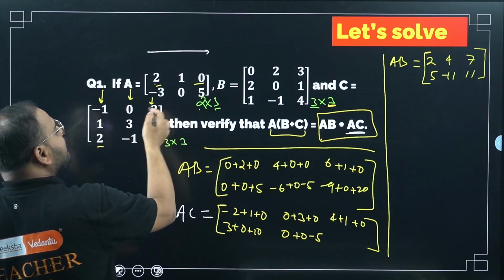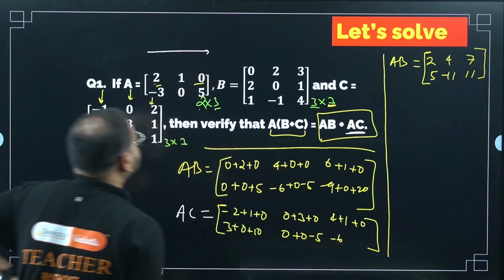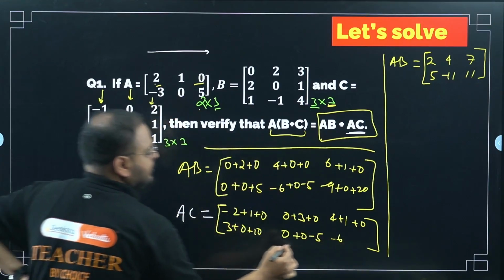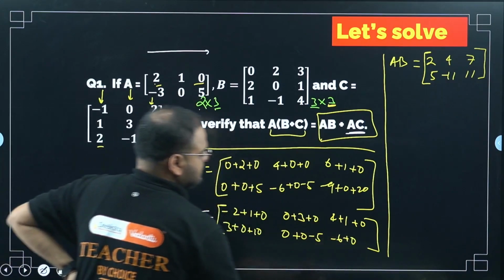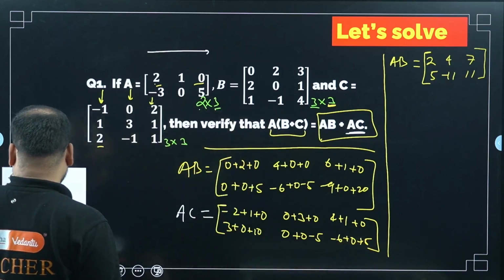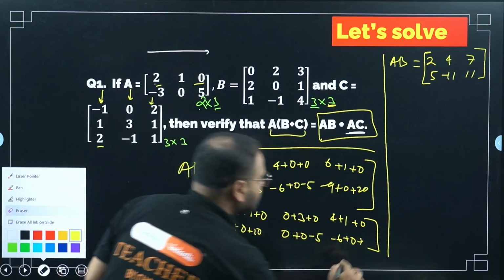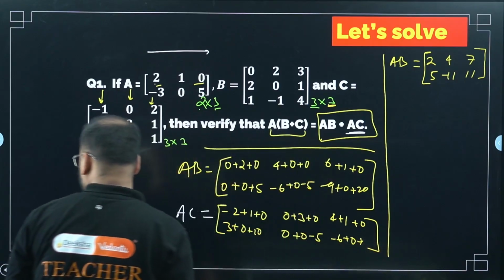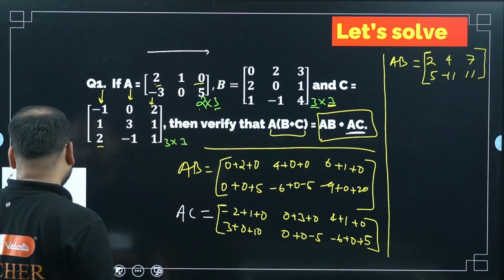Okay. Again second row with third column. So minus 3 times of 2, minus 6. 0 times of 1, just 0. And 5 times of 1, just 5. I hope this part is clear. I know it's taking time, but we have to do it, and we have to make sure that it is correct.